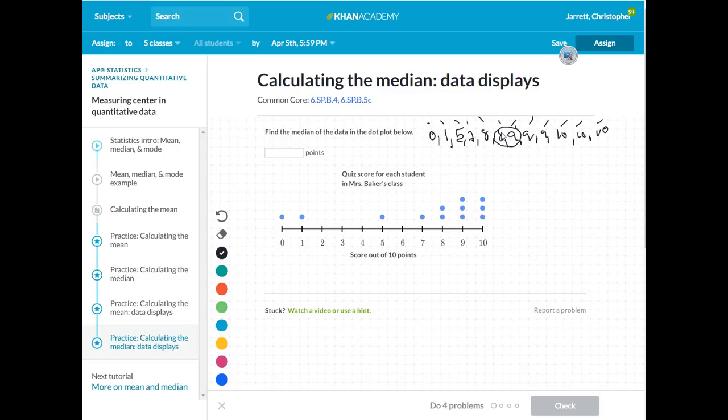So the number in between 8 and 9 is 8.5. Why? Because 8 plus 9 is 17. 17 divided by 2 is 8.5 because 2 goes into 17 8 times to be 16. A difference of 1. Add a decimal. So you can add a decimal up top, add a 0 and bring it down. It's 10. 2 goes into 10 5 times. So that's 8.5.